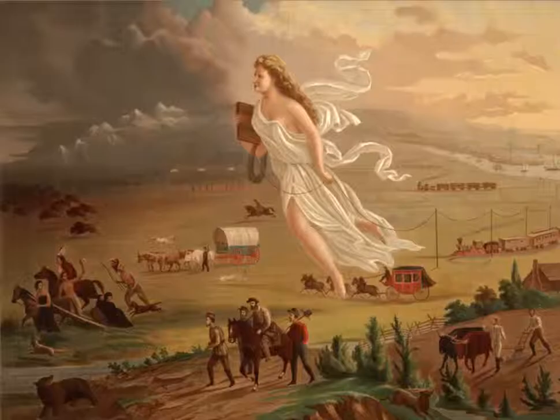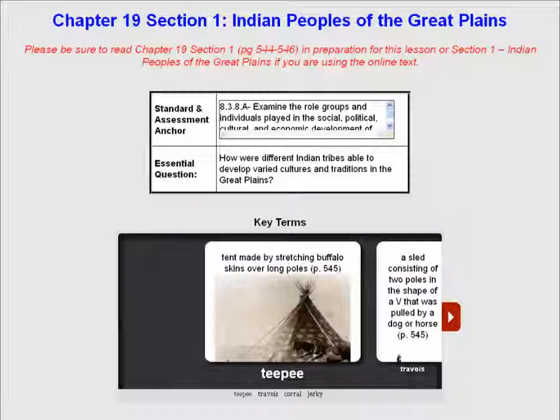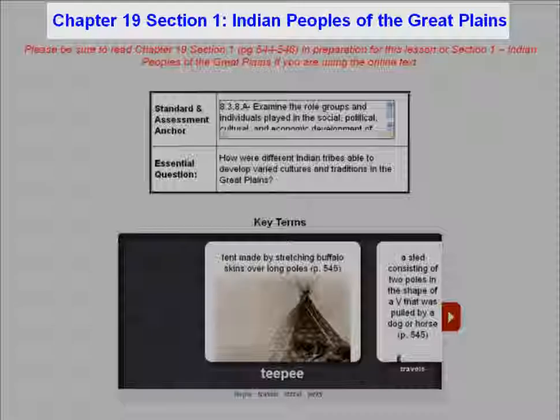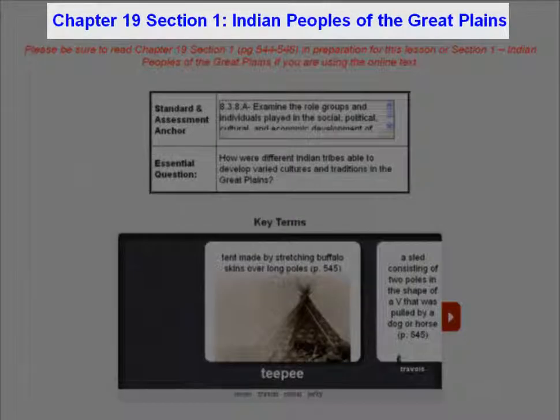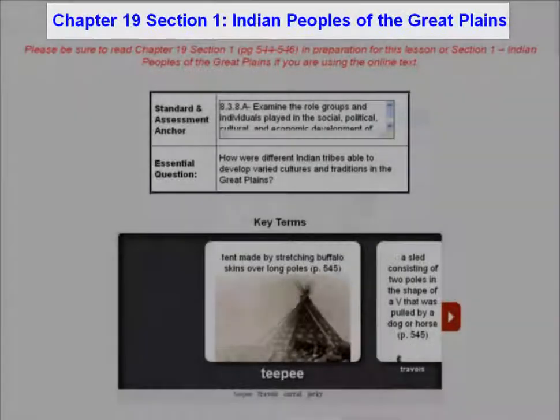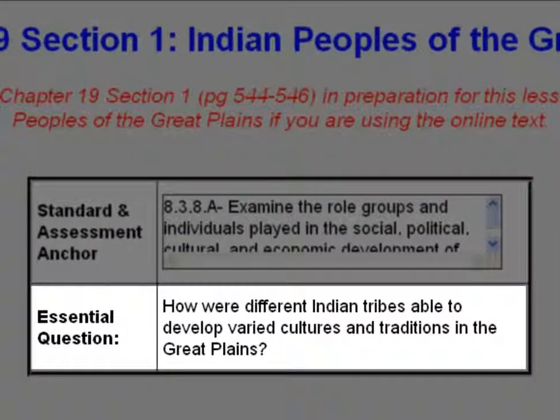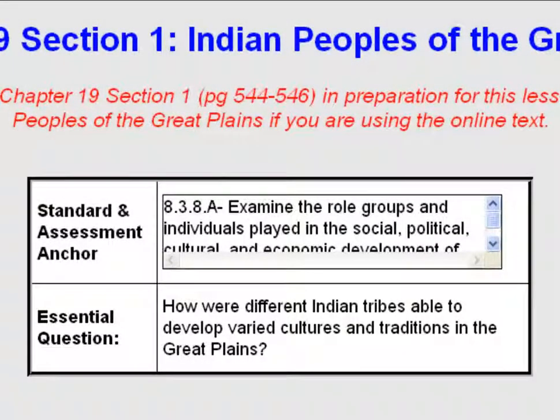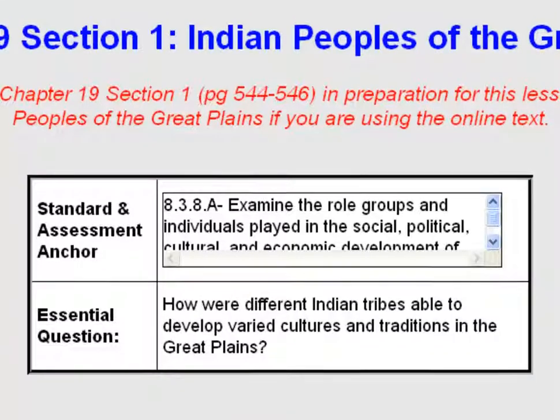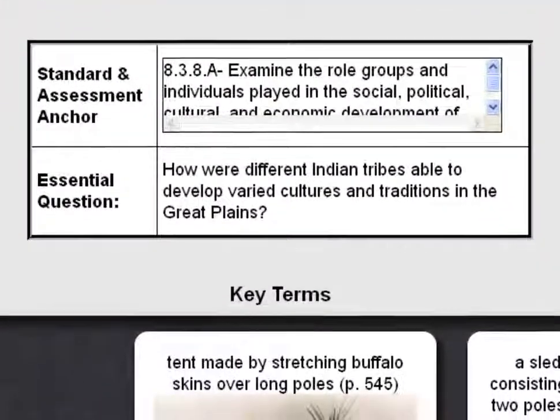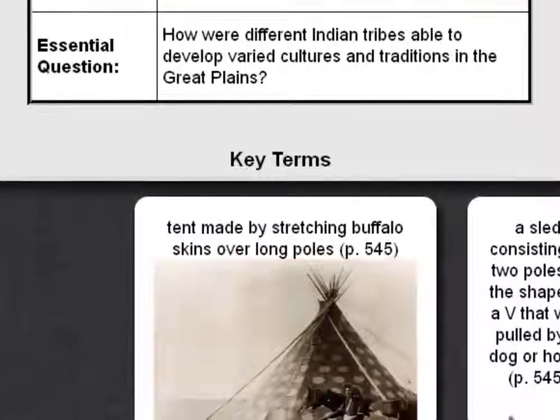So today we're going to get back to looking at that and how it affected some of the people that were moving out there, but more specifically the people that were already there. Chapter 19, Section 1, the title is Indian Peoples of the Great Plains. Our essential question for today is, how were different Indian tribes able to develop these very varied cultures and traditions in the Great Plains? We'll look at some of the different tribes and some of the things they did to adapt to life in the Great Plains.